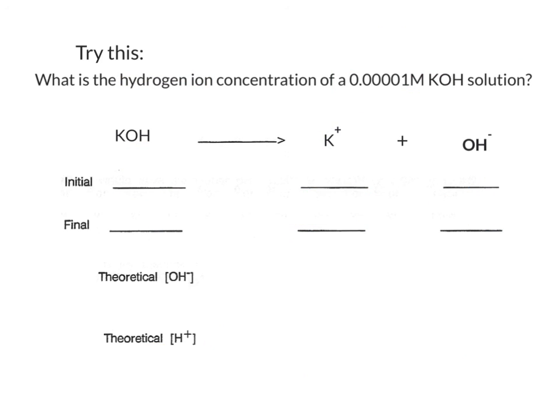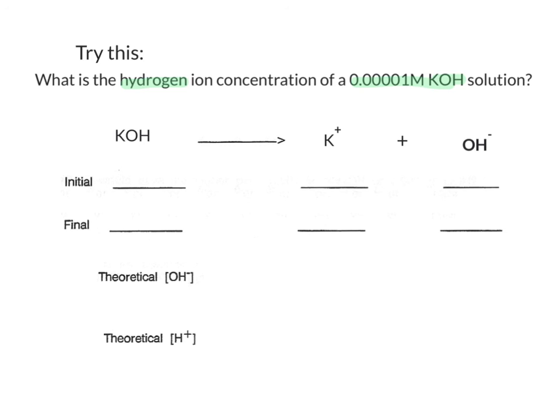Let's try one more. So in this case, we're going to ask what is the hydrogen ion concentration of a 0.00001 molar KOH solution. That's 4 zeros in front of the 1. And go ahead and stop the video and come back when you've tried it.